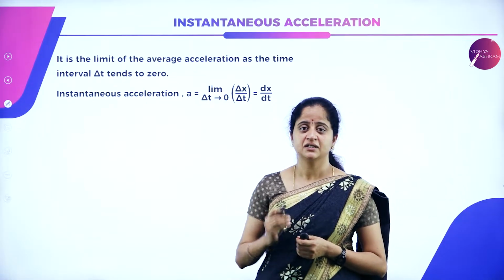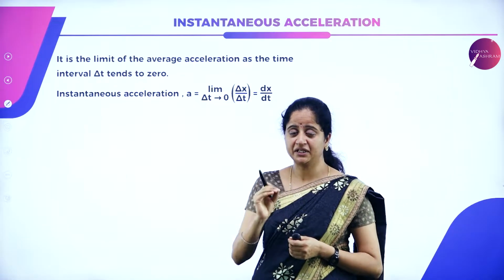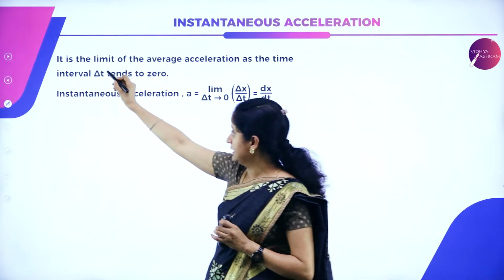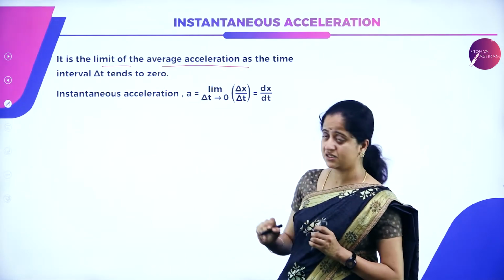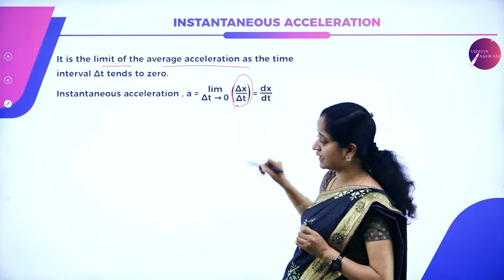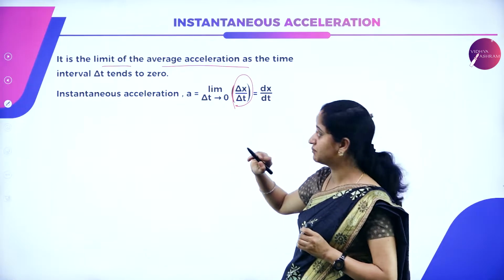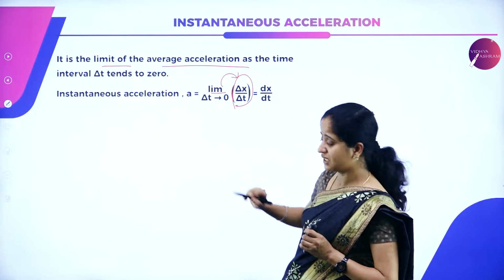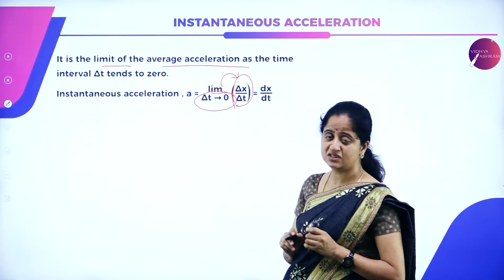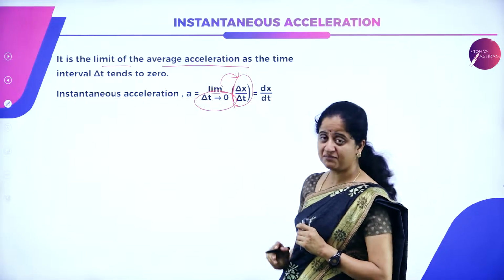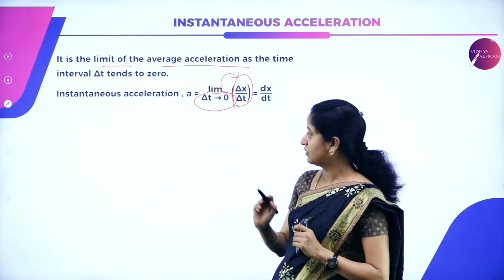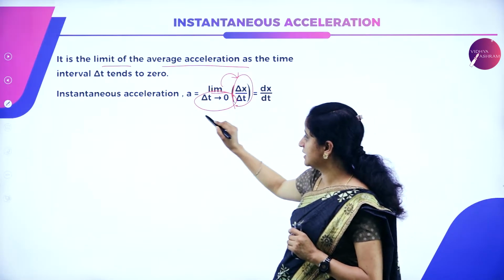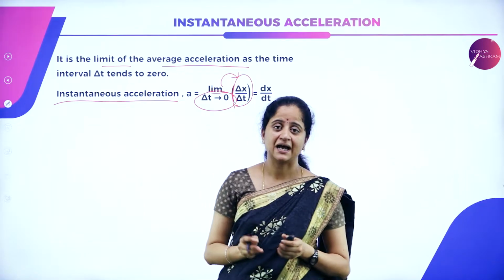Instantaneous acceleration. Instant means at that particular time. So what is instantaneous acceleration? How can we define it? It is the limit of average acceleration. Average acceleration is given by delta V divided by delta t, as we studied in the previous slide. So it is the limit of average acceleration as the time delta t tends to 0, which means the time interval here is very short. So as delta t tends to 0, the limit of average acceleration is called instantaneous acceleration.